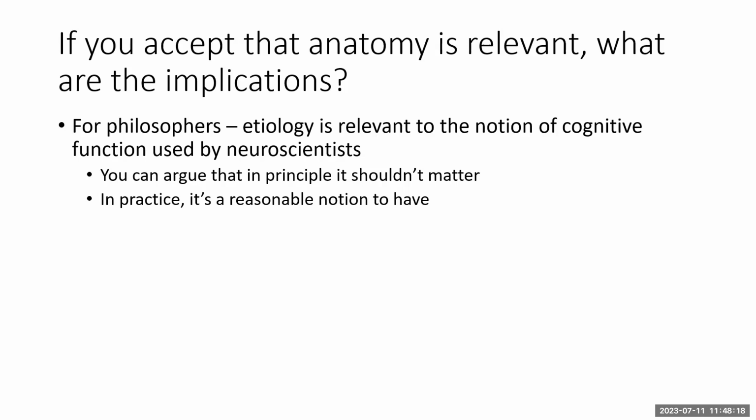For philosophers, I think etiology is relevant for the notion of cognitive function that is used by neuroscientists. You can argue that in principle it shouldn't matter, but I think in practice, what this example of the Ring attractor demonstrates is that it's a reasonable notion to have as a scientist.